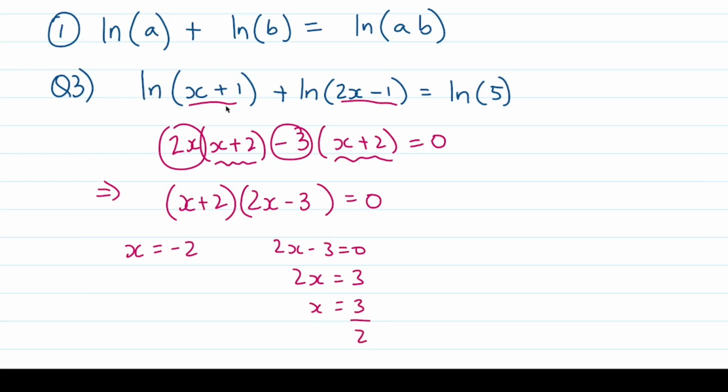Now again, we need to make sure that x plus 1 and 2x minus 1 are always positive for it to be a valid answer. So if x is negative 2, well then x plus 1, which will be negative 2 plus 1, is negative 1. So this is not a valid answer. With 3 over 2, that's 1.5, plus 1 is 2.5, and here 2 times 3 over 2 minus 1 is 2. So both these brackets are positive when x is 3 over 2 or 1.5. So this is our correct answer.